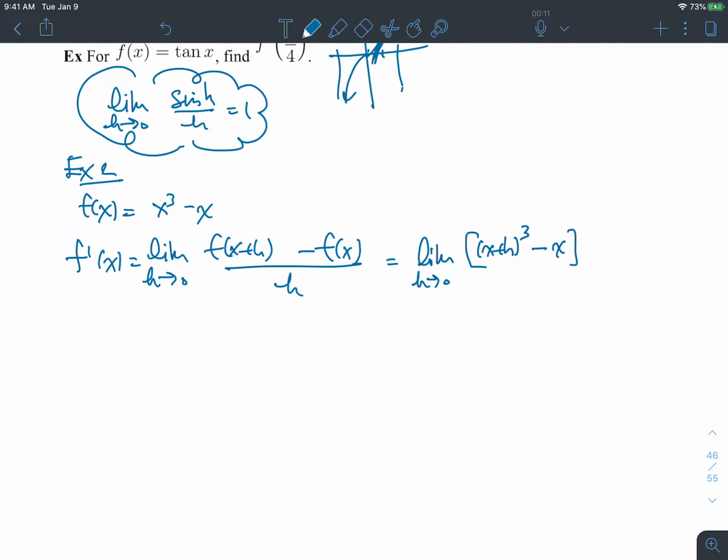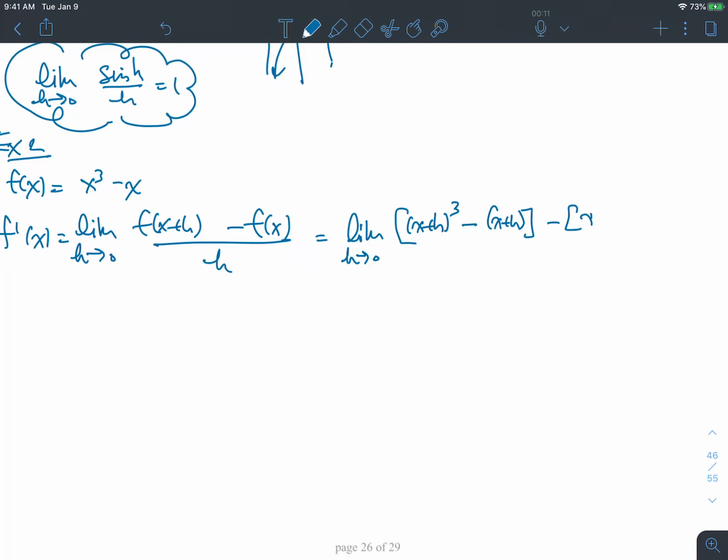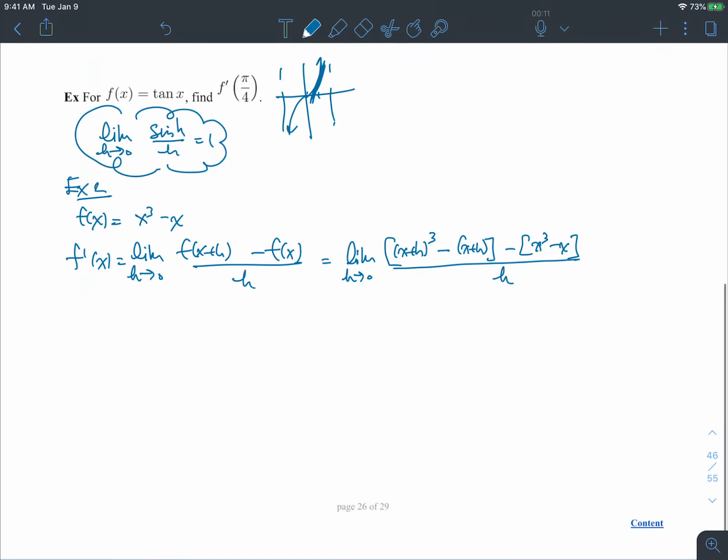And then, oops, x plus h. Sorry, I should be more careful. x plus h. And then f of x is as it is, x cubed minus x, whole thing over h. All right, so let's do some expansion here, guys.